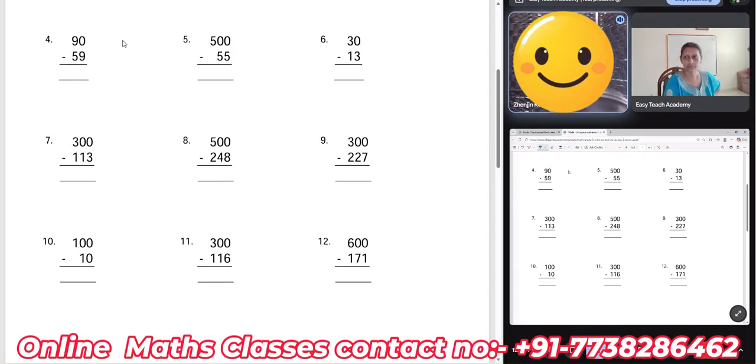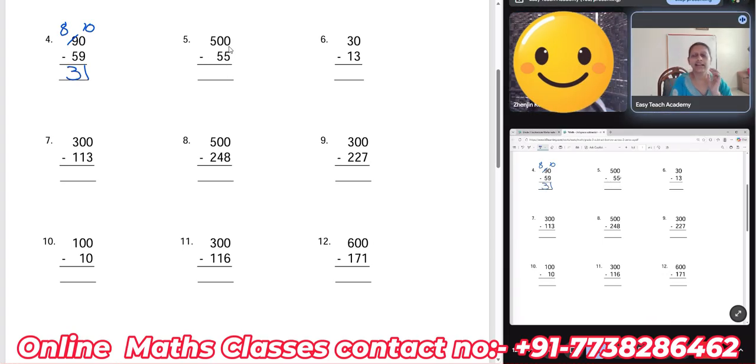Good. This 9 has to be borrowed to make 10. And 9 will become 8. Right. 10 minus 9 is 1. 8 minus 5 is 3.